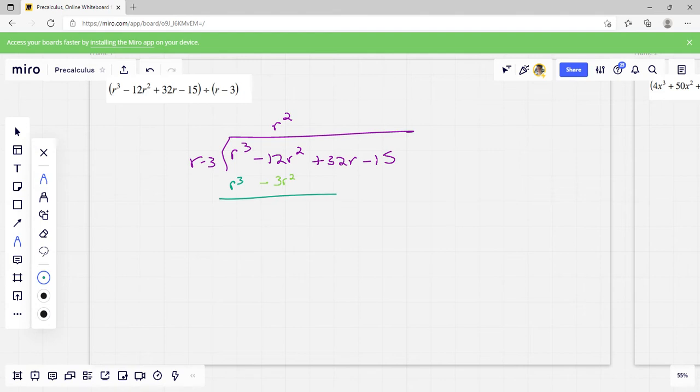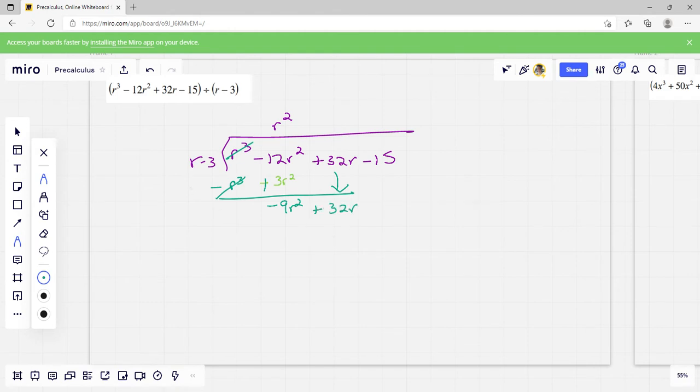Next is to subtract. When we subtract, we're doing algebraic subtraction, so we're just going to change the sign on both of these. That's an important step. All right, so negative r to the third and positive r to the third cancel each other out, and that's what we were trying to do. So now we have positive 3r squared and negative 12r squared, so positive 3 and negative 12 would be negative 9. Okay, then we're going to bring down our next term.